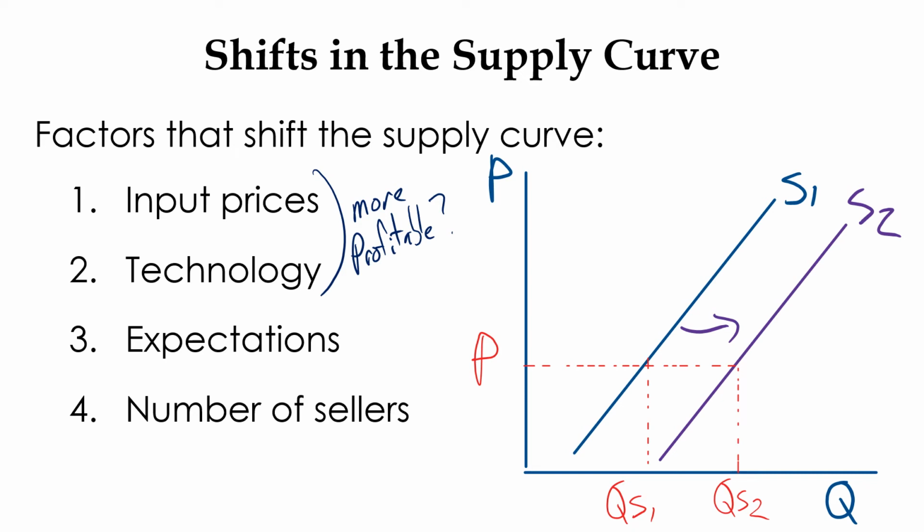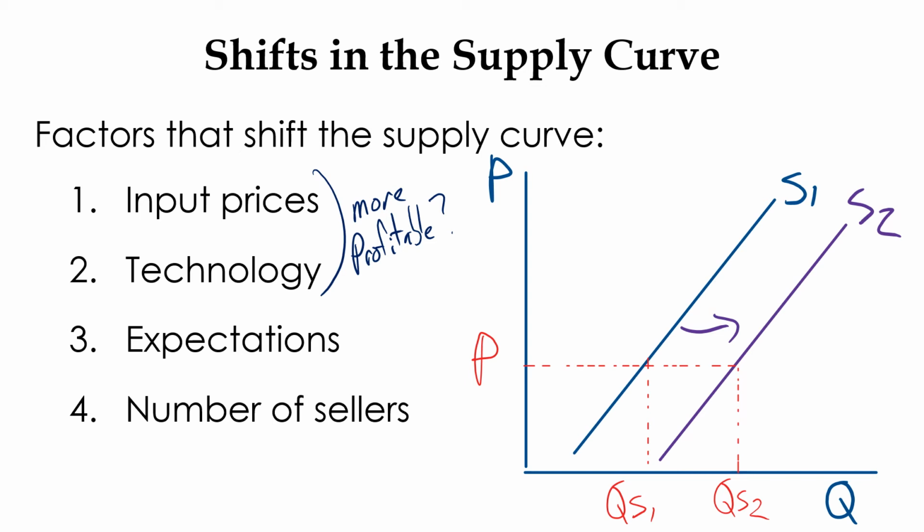You will supply more. And of course, whenever you implement any new technology into your business, the only reason why you would implement that new technology is because it would make you more efficient or more profitable. So adding technology that makes your business more profitable shifts the supply curve to the right. Now, as we start talking about expectations, we need to think about future prices. So what do you expect the price to be in the future?